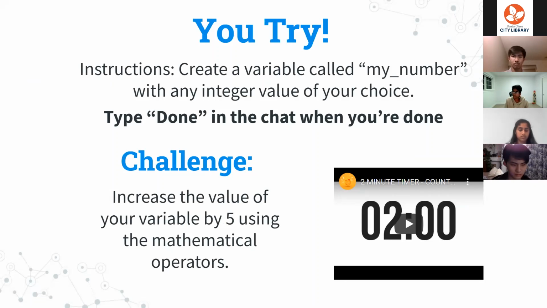Okay, so now it's your turn to try. Create a variable called my_number with any integer value of your choice. And if you want a challenge, you can also try increasing the value of your variable by 5 using the mathematical operators we mentioned. We'll give you 2 minutes to work on this.